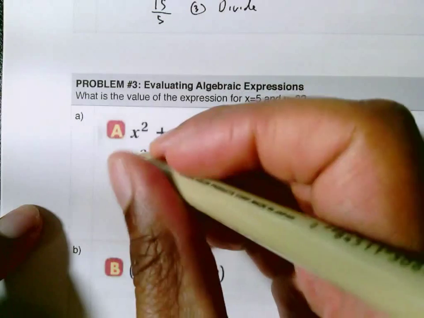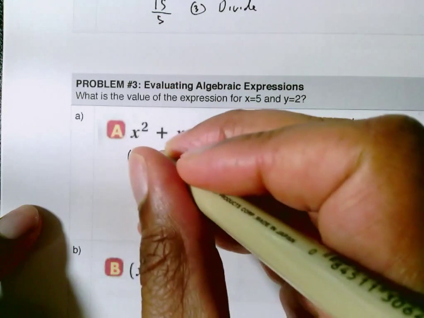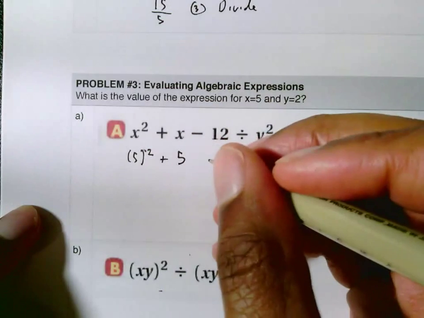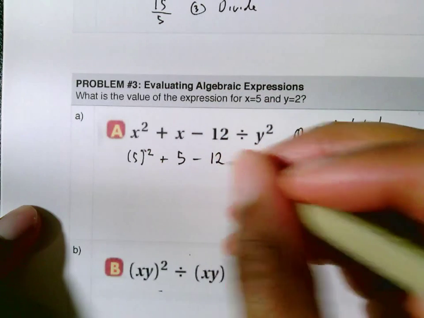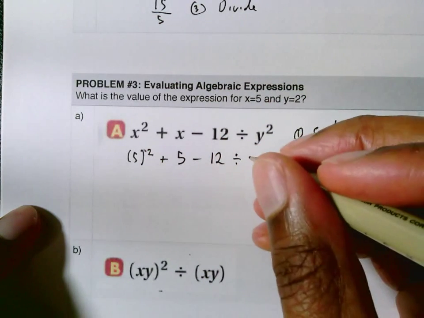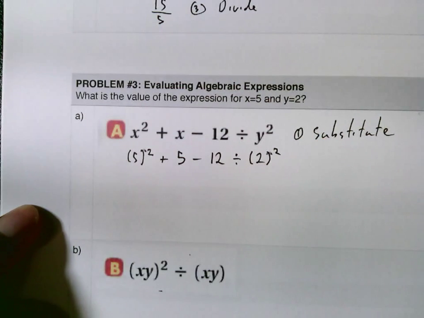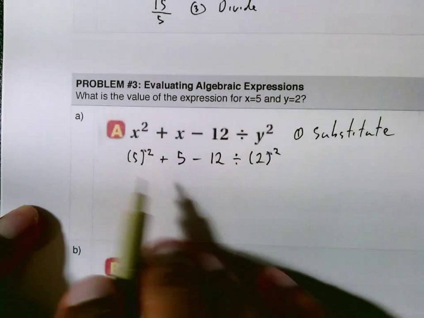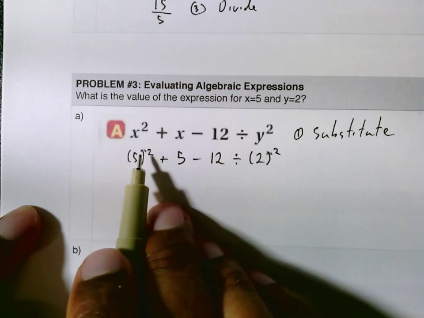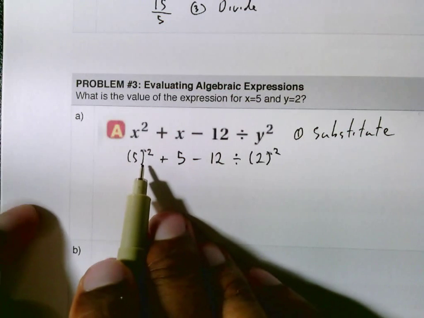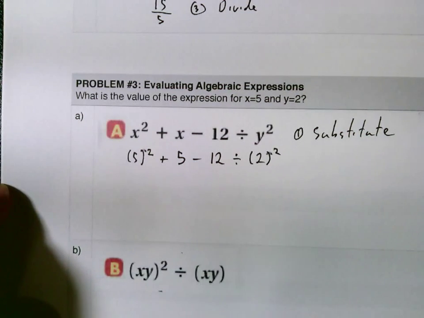So this becomes 5 squared plus 5 minus 12 divided by 2 squared. Now if you notice, to be extra safe, whenever I put something to an exponent, I tend to put it in parentheses. Okay, so let's work it out now.